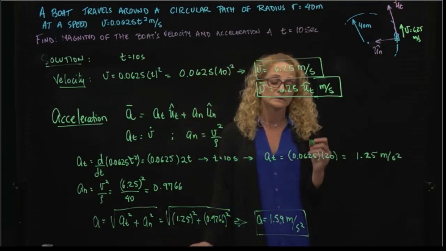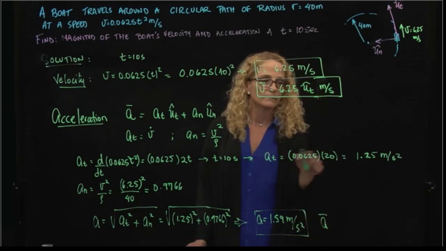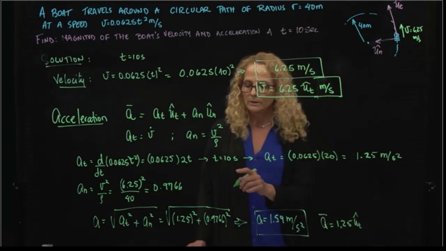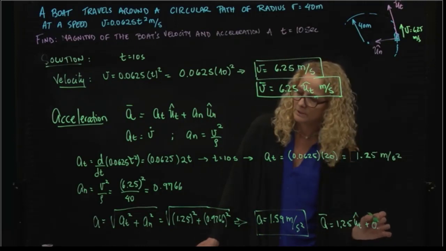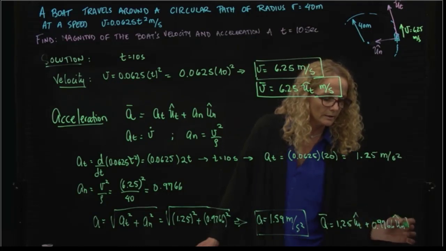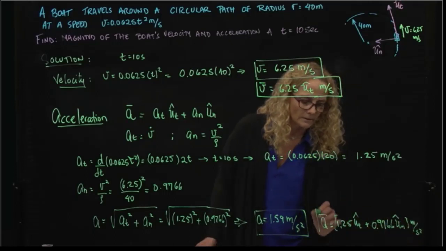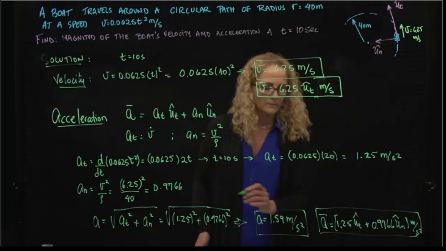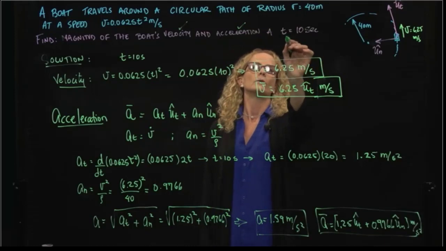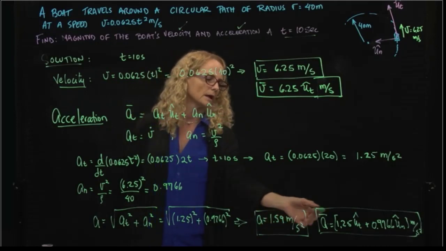That is the magnitude. If I want to write it as a vector, I will have 1.25 in the tangential direction and 0.9766 in the normal direction. And I have to also write the units, whether it's scalar or vector. So we got the magnitude of both velocity and acceleration for time equals 10 seconds: the velocity as a scalar and as a vector, and the acceleration as a scalar and as a vector.